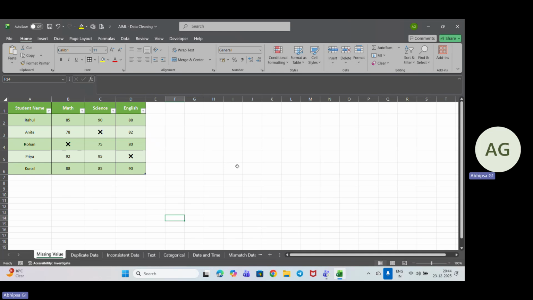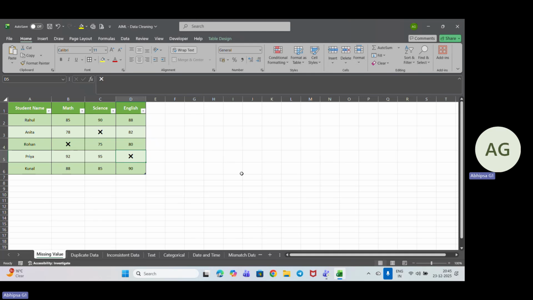So this is a sample data set where the marks of students have been given. You can see the name of the student, the marks of math, marks of science, marks of English. So what is this missing data? Missing data means the information that is not written, or the value is empty or blank. You can see these places are empty. To highlight it, I have used this cross symbol so that it can be easily identified that these areas are missing.